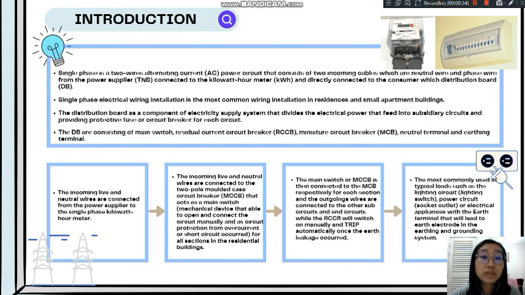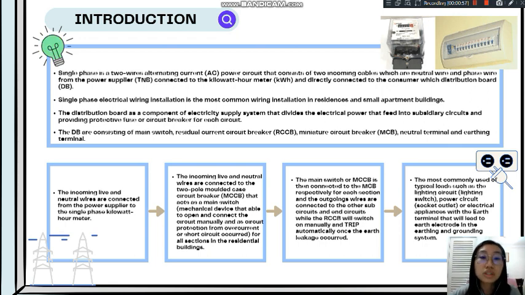Next, the distribution board DB as a component of electricity supply system will divide the electrical power that feeds into subsidiary circuits and provide a protective fuse or circuit breaker for each circuit, and will receive the incoming supply which is 230 volt AC. The DB consists of the main switch, residual current circuit breaker RCCB, miniature circuit breaker MCB, neutral terminal and earthing terminal.